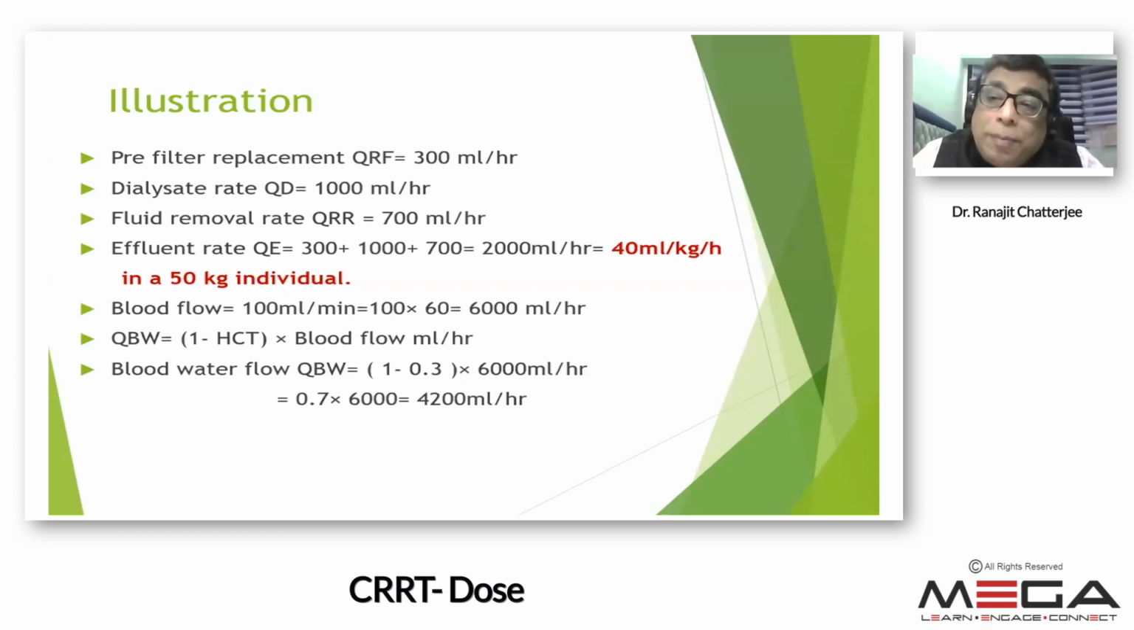So what is the plasma water flow? The plasma water flow is 1 minus hematocrit into blood flow. For example, hematocrit is 0.3. So what is your plasma water flow? That is 1 minus 0.3 into 6000. So it's 0.7 into 6000, which is 4200 ml per hour. So this is your plasma flow that is getting filtered inside.